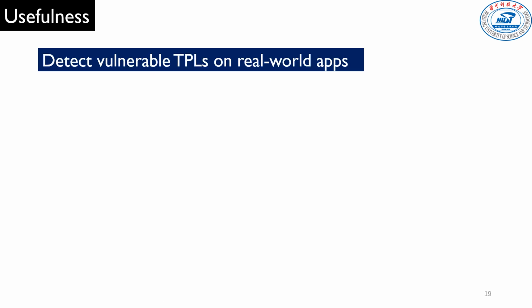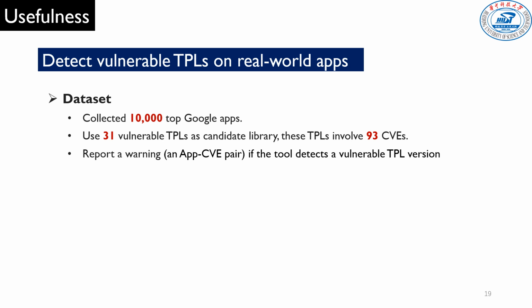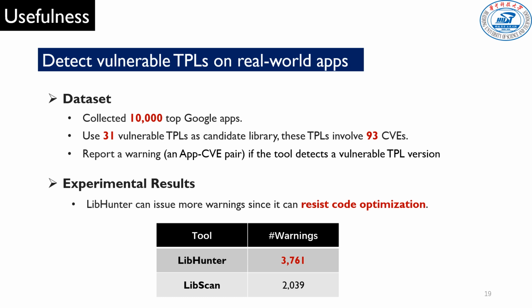To validate LibHunter's usefulness, we collected 10,000 popular Google apps using 31 vulnerable libraries as candidate libraries. LibHunter will report a warning if the tool detects a vulnerable library version. The results show that LibHunter identified 36,761 vulnerable library versions in these real-world apps, more than other tools, due to its robust resistance to code optimization.